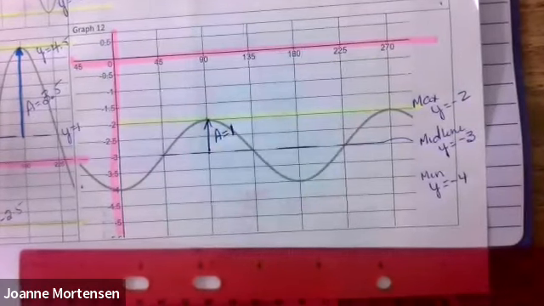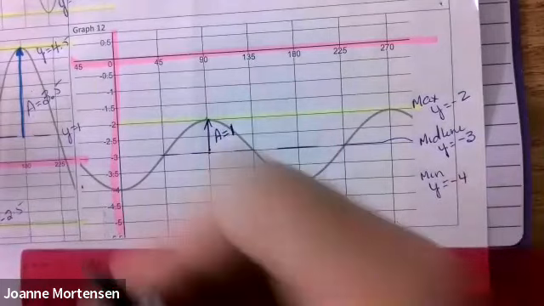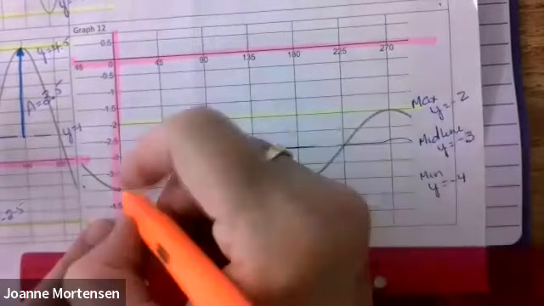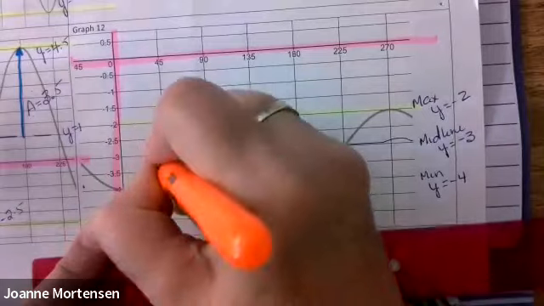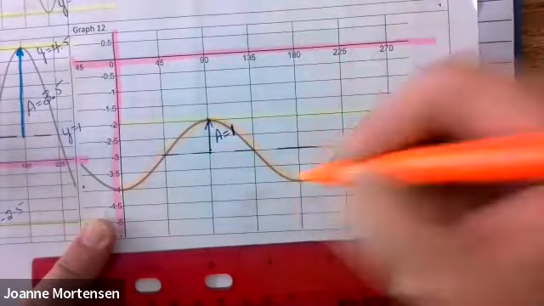And my period. Anybody, or go ahead. 180. Yeah. So if we start here, go all the way up the hill to the very bottom of the next one.